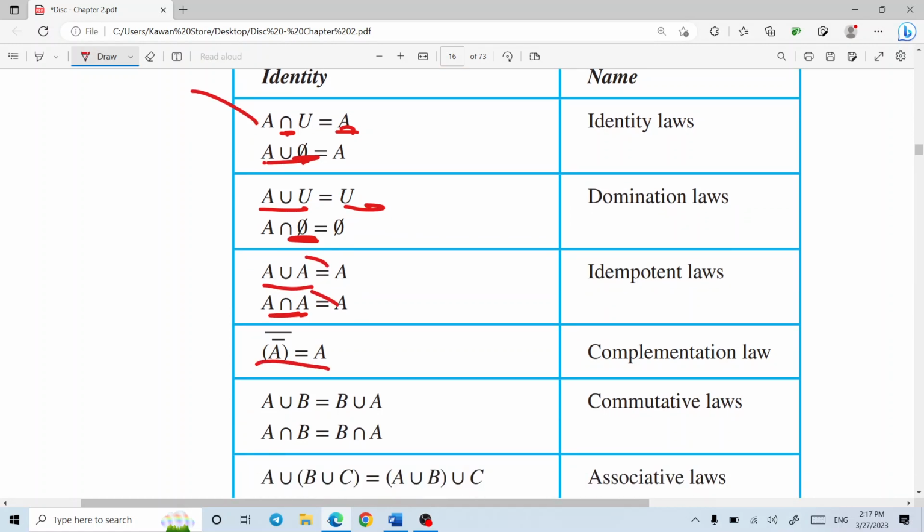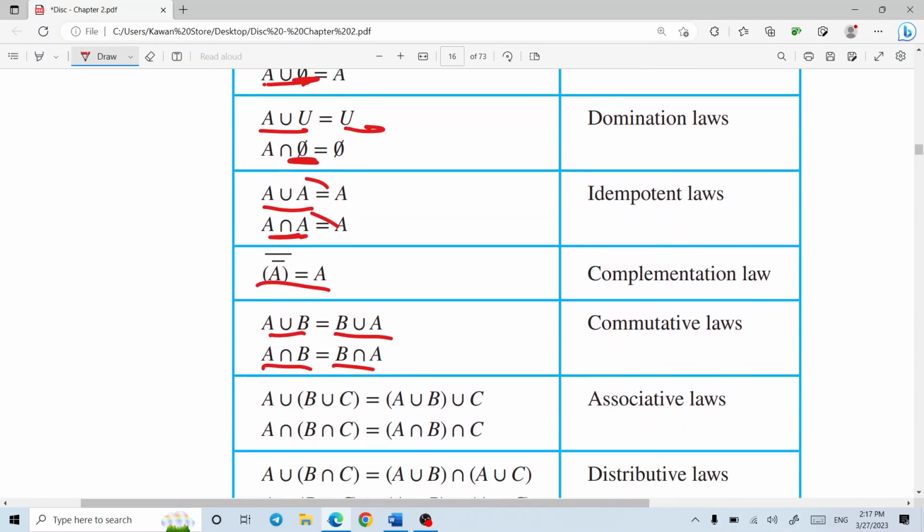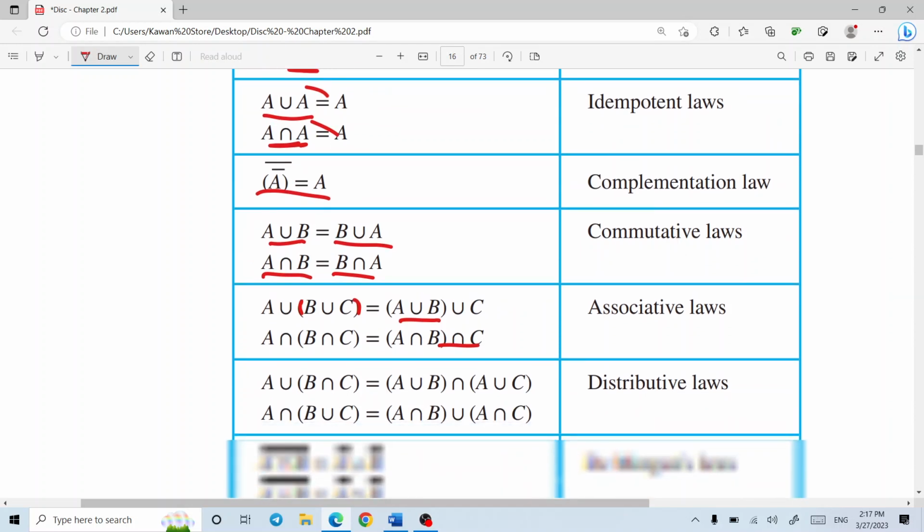How about the complement of the complement? The complement of the complement will be what? Yes, the original set. A union B is commutative. Of course, intersection is also commutative. As well, we have associative. If you have three sets with parentheses, we can play with them like that because the result will not change. You will get the same result.